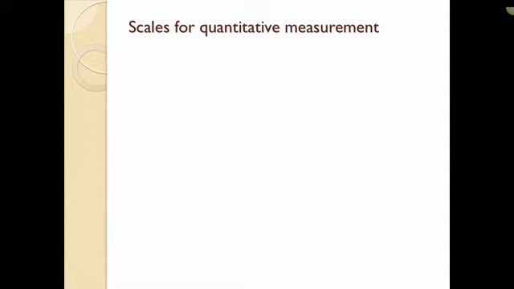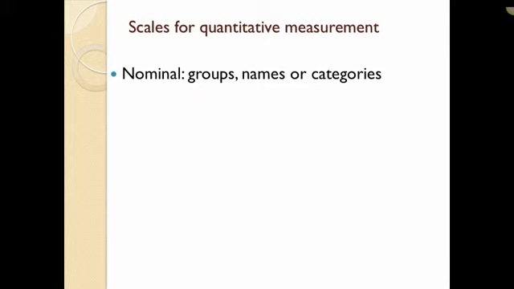Okay, so there are several different types of scales we can use when we're measuring things in a quantitative way. First of all are the type of scales that are referred to as nominal, and essentially those are just assigning numerical values to groups, names, or categories, but there's no ordering of cases implied, or no real meaning given to that number beyond just assigning it to a case.